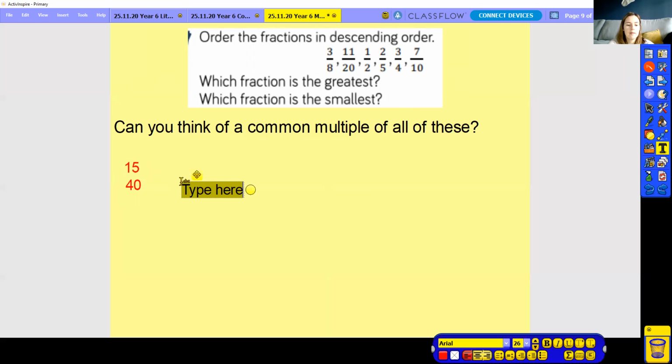The second one, we're making it obviously into 40ths. So we're looking at that fraction carefully. It was 20, so we double the 20 to make it into 40. So we need to double the 11, which gives me 22.